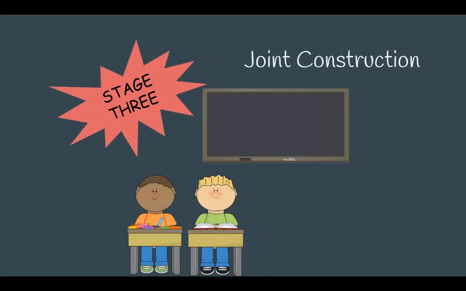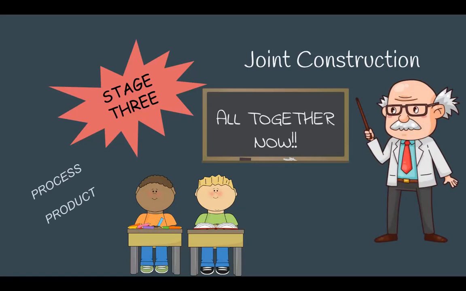Stage 3 is called Joint Construction. This is a stage where students and teachers together write a text so that the teacher can model to the students how this particular text is written. This stage is all about modeling the process of writing.